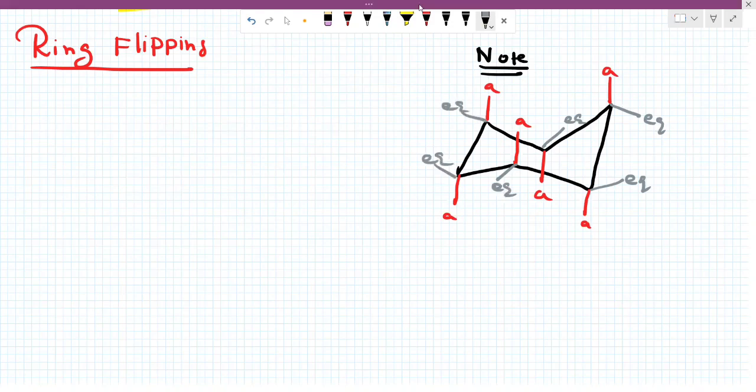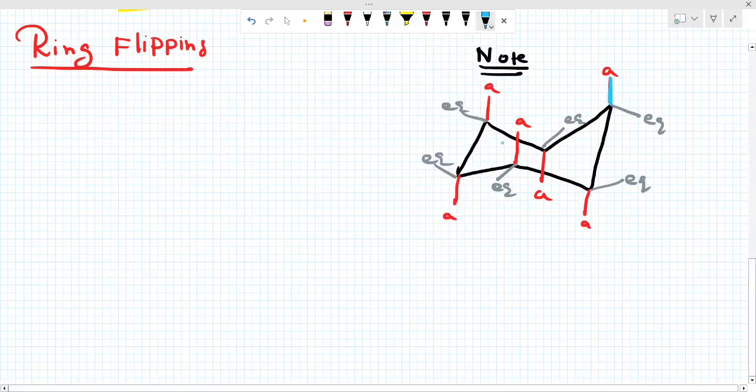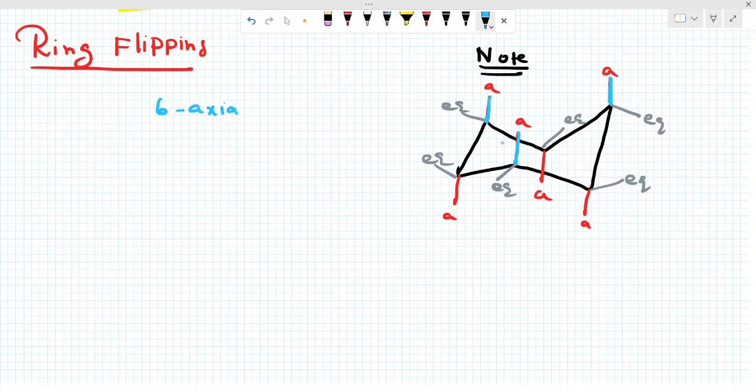If you look at the axial bonds, please understand. Wait, I will change the color. See, this is up, this also up, this also up. Listen: 1, 2, 3, 4, 6. Among the 6 axial bonds, 3 axial bonds are up.